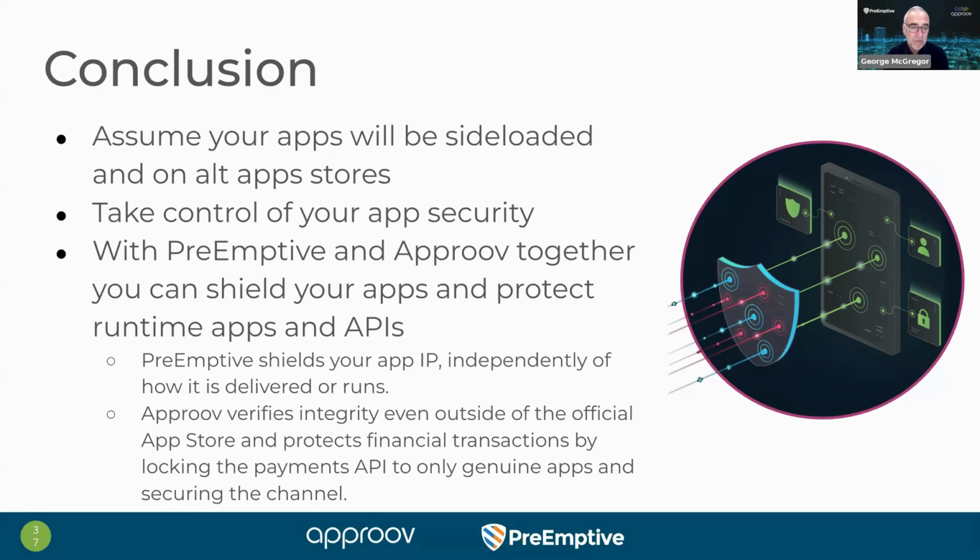So, PreEmptive shields the app IP, and Approov can verify the integrity outside of app stores, and can protect the channels to the API. And so really, these trends are a huge opportunity, we think, for the industry. But it's very important that you take control of your security, and certainly the opportunity is there. There's plenty of ways to address this issue.